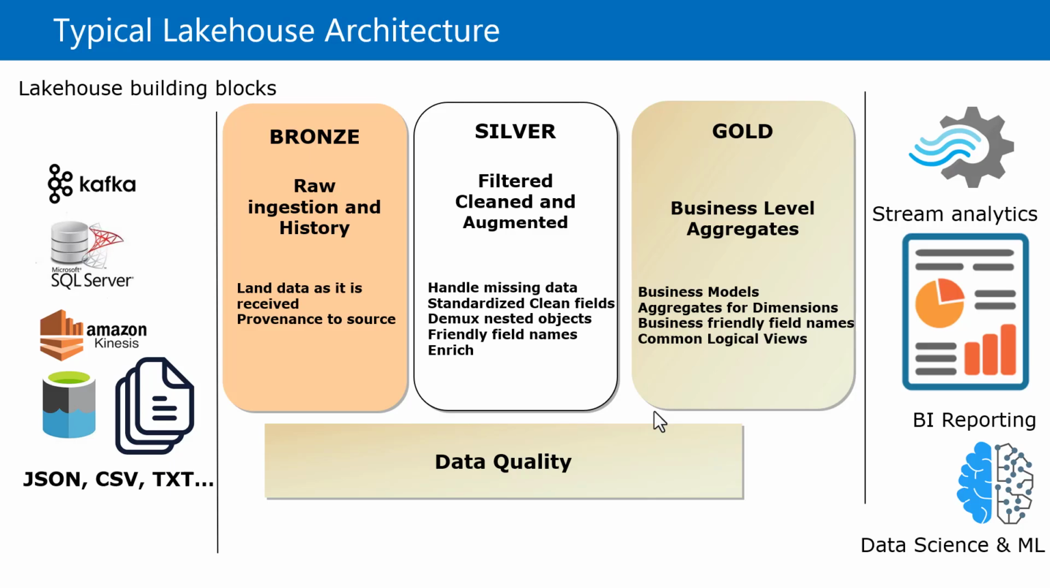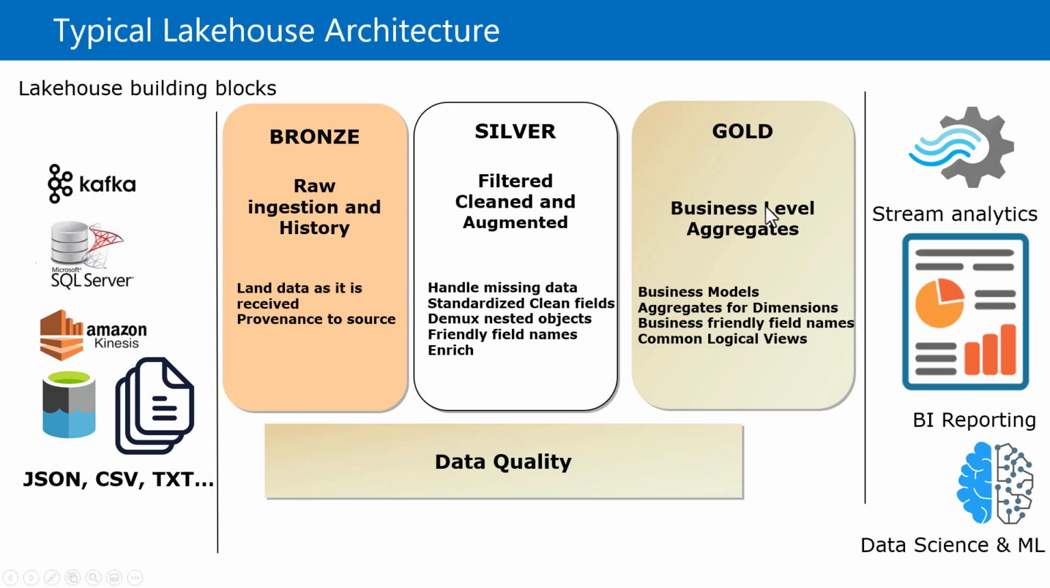You want to put very friendly names to it and rename those columns, and then you want to enrich this data by adding some extra attributes to it so that it makes more sense to the business. So this data is actually the silver zone, which is filtered, cleaned and augmented. Then this data moves to the gold zone.